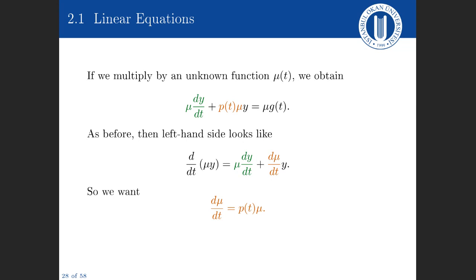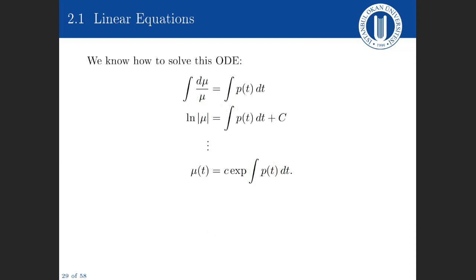We want to have dμ/dt equal to p(t)μ, because we want to be able to use the product rule and then integrate. We know how to solve this. We can solve this by separating the variables. We can move all of the μ terms onto the left to get dμ divided by μ, and we can move all of the t terms to the right to get p(t) dt. Because we've separated the variables, all of the μ terms on the left, all of the t terms on the right, we are allowed to integrate this equation.